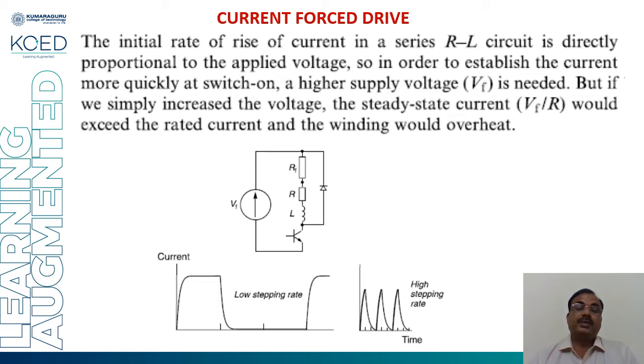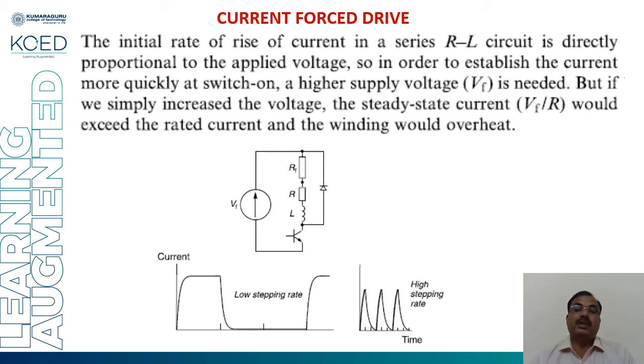So for that we add the series resistance RF here. This resistance will improve the performance, because the time constant is L by R. By increasing R, the time constant is reduced, so the current decays fast. Not only is power dissipated in the resistance, it also decays the current quickly. So the suppression takes place much faster. That is the difference here.